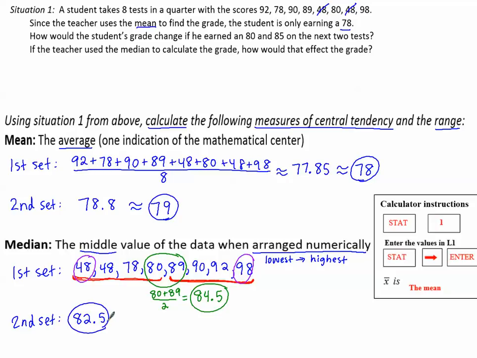82.5. See how that's different from the median of our first set. Notice how the mean was higher in the second set, but the median is lower in the second set. So remember, in the calculator, the mean will be written as x with a bar over top. X bar is another way to write mean. The median in the calculator will be written M-E-D, the median.